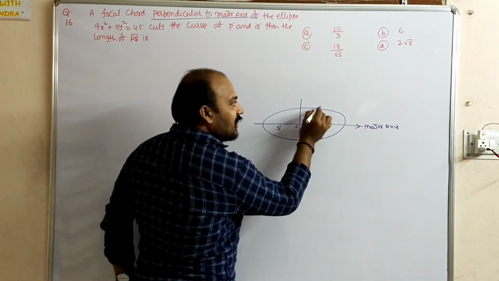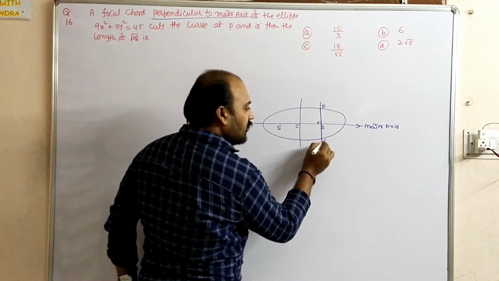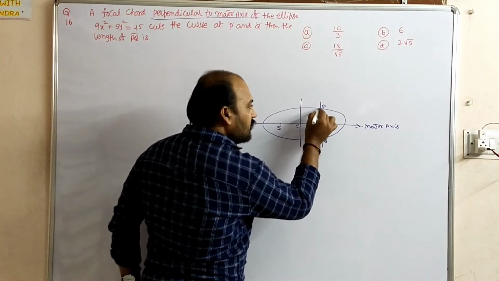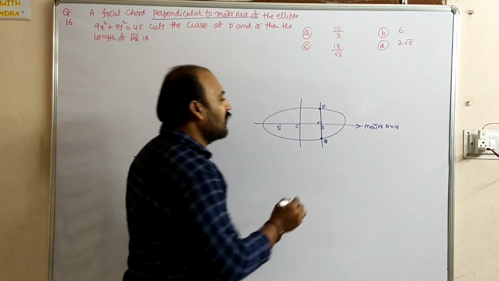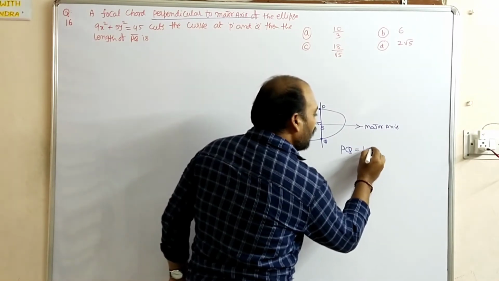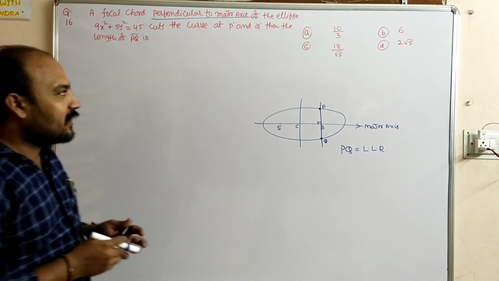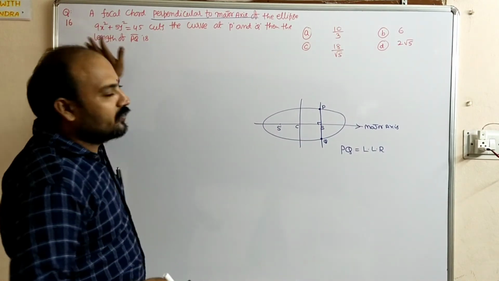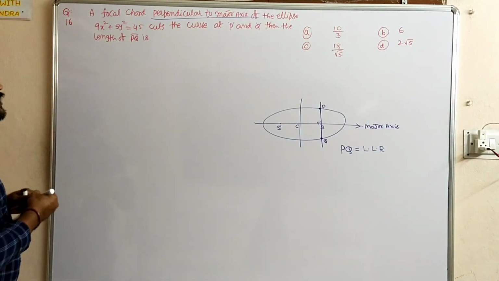and which cuts the curve at the points P and Q respectively. Then the length PQ is what they are asking, that means the length of latus rectum. Therefore PQ is equal to LLR, length of latus rectum. We decide from the given equation whether A is greater than B or less than B, and we will give the answer.